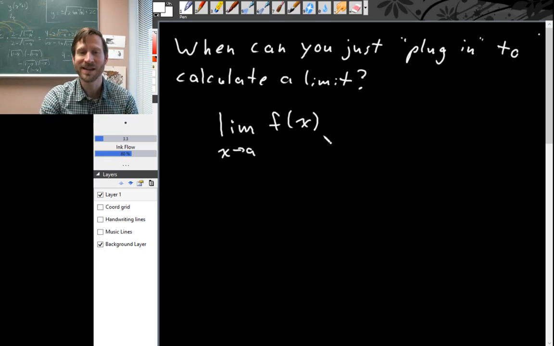Well, if you do plug in the x value a, that would give you f of a. And what we want to know is, when are these the same? When are these two things equal?